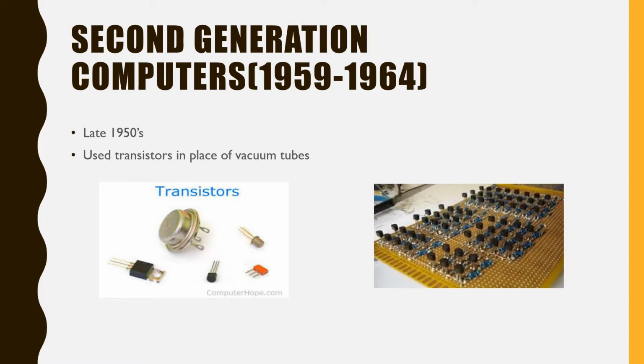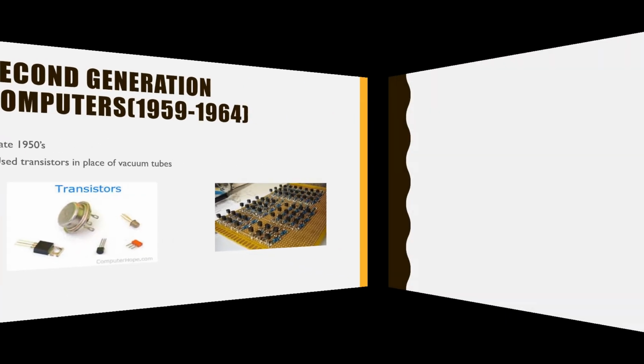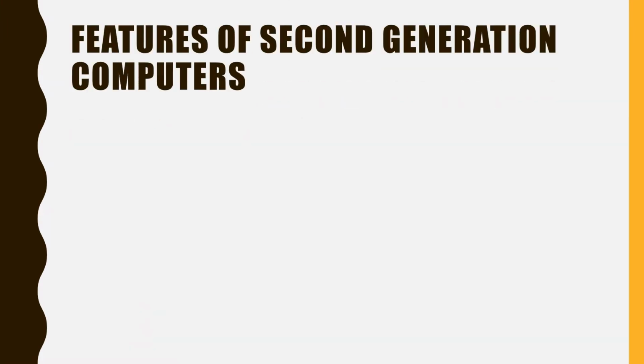This is the picture of the transistors, and here we can see the transistors that are arranged in a discrete manner to develop a computer. Discrete means nothing but separate. Each transistor is built separately and arranged separately in order to build a computer. And now let's see the features of second generation computers. Here we use transistors instead of vacuum tubes.